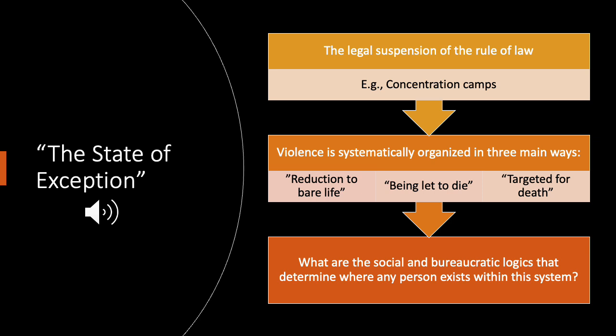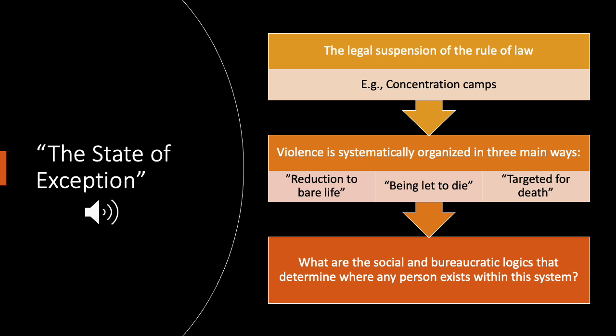Another mechanism is being left to die. This is a situation where conditions are created where the state's not going to kill you, but you will be left in a situation where you are statistically more likely to die. The Flint water crisis is a good example of this. Anti-trans laws are these kinds of logics too, right? By increasing suicidality rates among trans youth, trans youth are left in a situation where they are let to die. They're not being killed directly, they're being left to die.